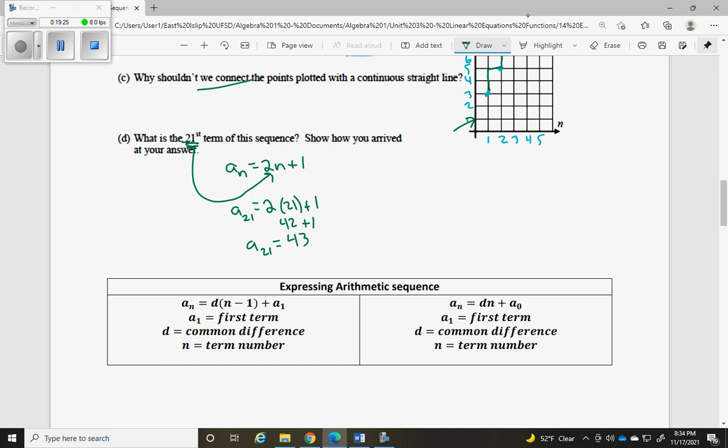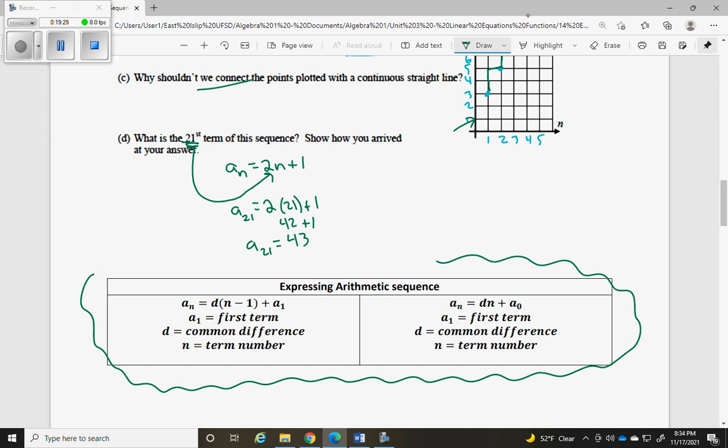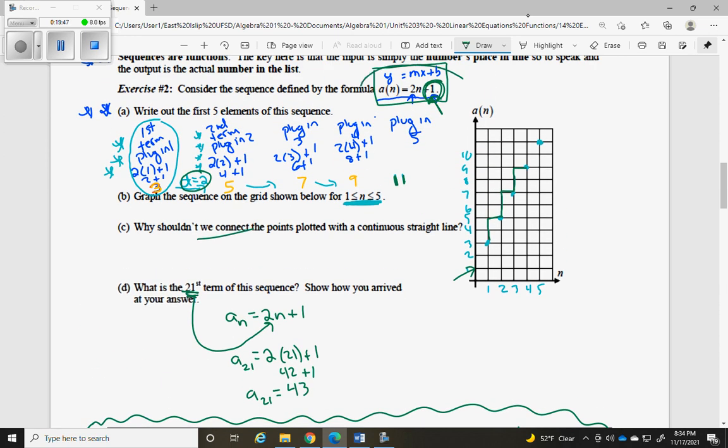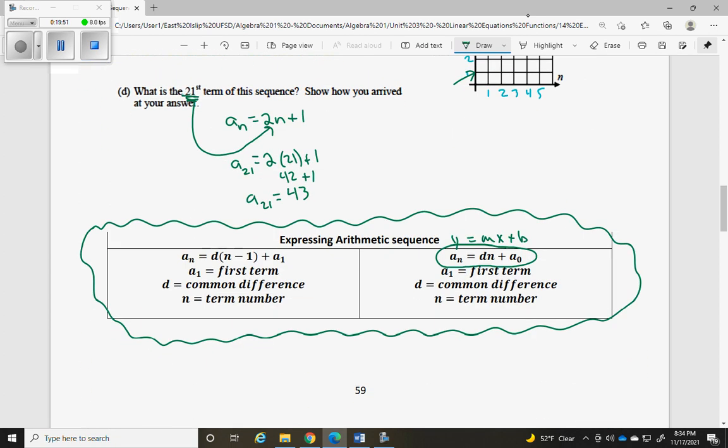Some people like to represent our sequences as a general formula. We've really been focusing on this all unit. This is in the form of y equals mx plus b. This is the form that this explicit formula was in. Sometimes it's in another form like this, but I'm not going to focus on this right now. We're really going to focus on this y equals mx plus b.